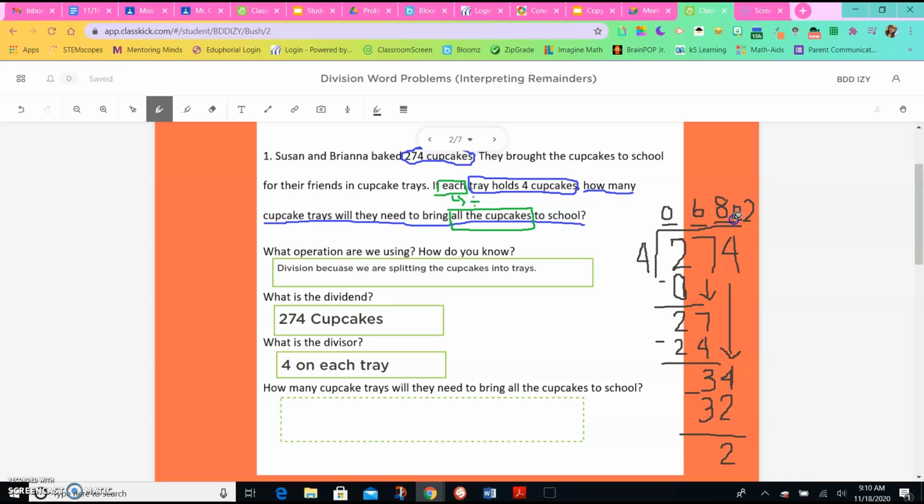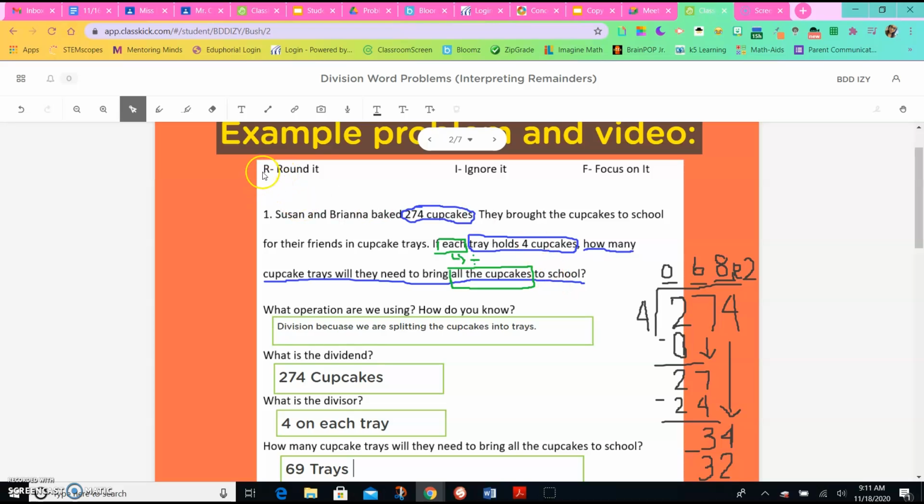Now, this answer right here is telling me that I need 68 trays, but I'm going to have a remainder of 2 left over. So that means that I can't leave these 2 out, so I need to add 1 to my answer, and that's going to give me 69 trays. I need 69 trays to be able to bring all of the cupcakes to the school. Since I have this remainder here, I know that I have to add 1.